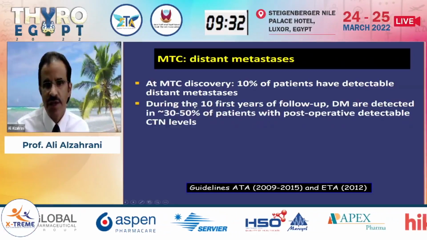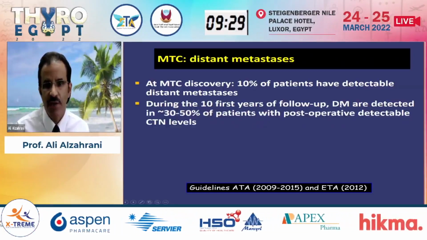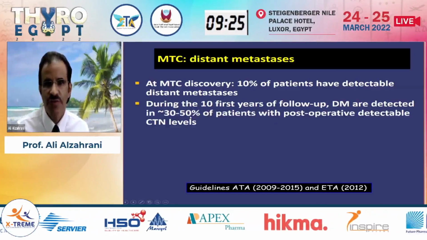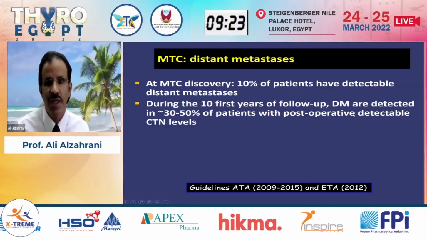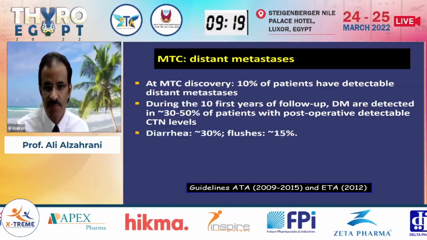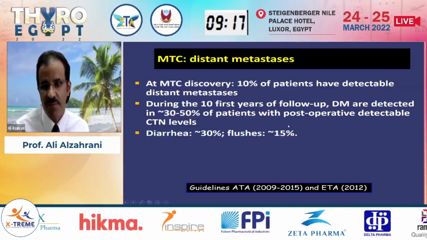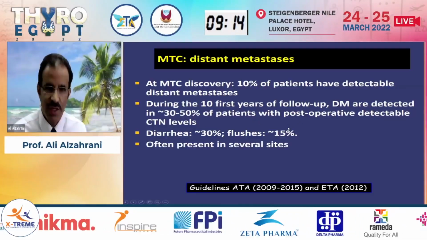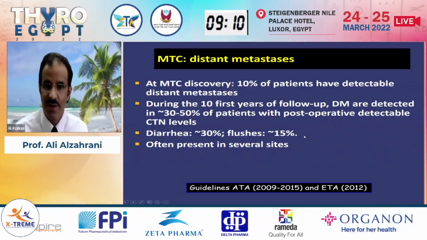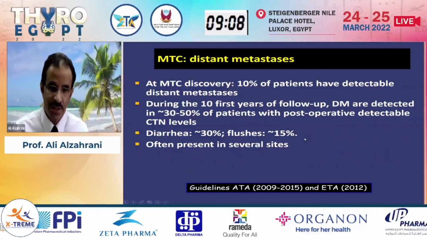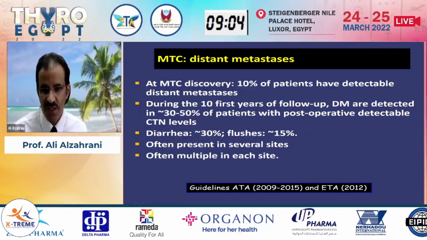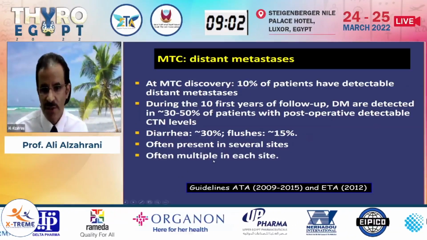And during the next 10 years of follow-up, many of them will develop distant metastasis, up to 50% of patients, especially if after surgery they continue to have detectable calcitonin. Distant metastasis can be associated with diarrhea and flushing, and they are frequently in many sites. Lungs, liver, skeleton, and sometimes brain are the usual places for distant metastasis, and it's usually multiple.